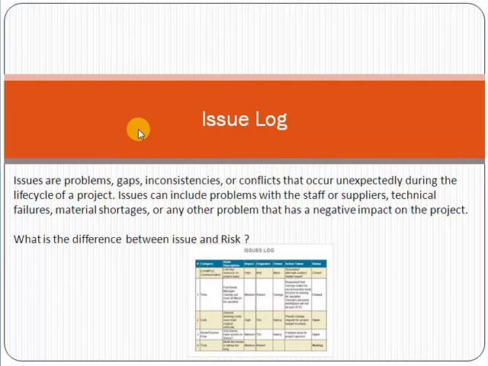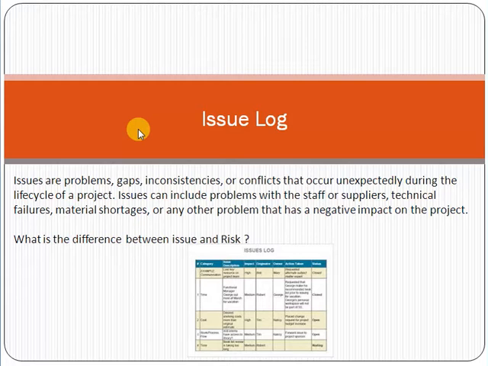Friends, risk is something called an uncertain condition. The uncertainty of a project is called a risk. If a risk occurs negatively, it will become an issue. If a risk occurs positively, it will become an opportunity.